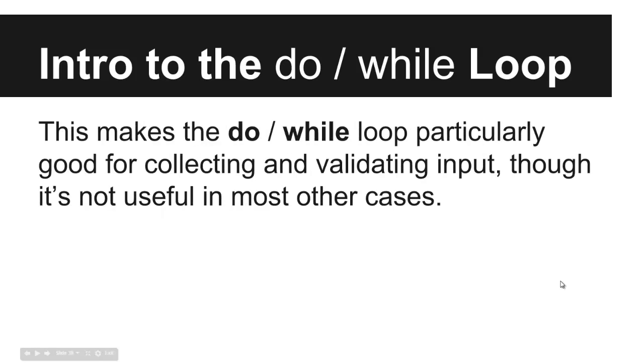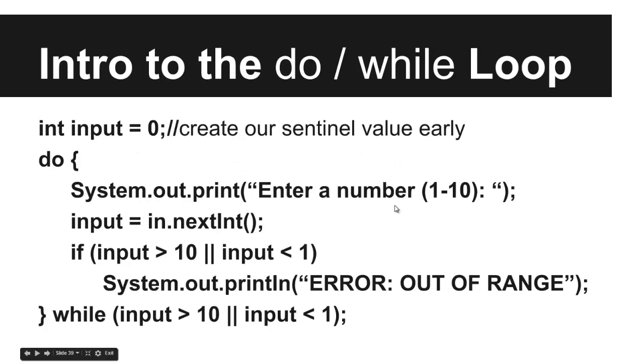And what this means is that the do-while loop is particularly good for collecting and validating input, though it's not usually very useful in a lot of other cases. So here's an example of this. We'll create our sentinel value. This is the user input number, and we're doing this because of the way that scope works.